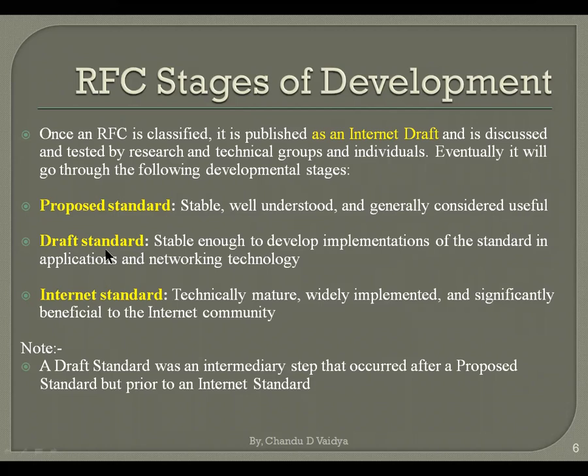It is very useful. Then second is the draft standard. It is stable enough to develop implementations of the standard in applications and networking technologies. And third is the internet standard. Technically, it is mature, widely implemented, and significantly beneficial to the internet community. So these are the 3 phases of RFC development: proposed standard, draft standard, and internet standard. One note: the draft standard is an intermediary step that occurs after the proposed standard but prior to the internet standard. So the draft standard is the middle step. The upper one is the proposed standard and the lower one is the internet standard. So these are the stages of RFC development.